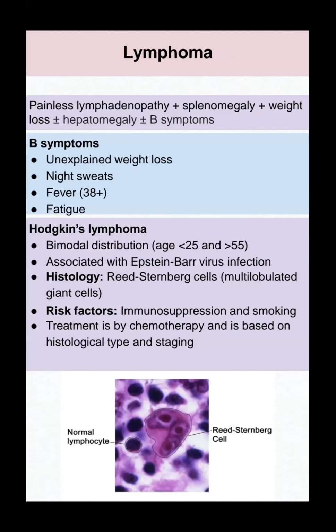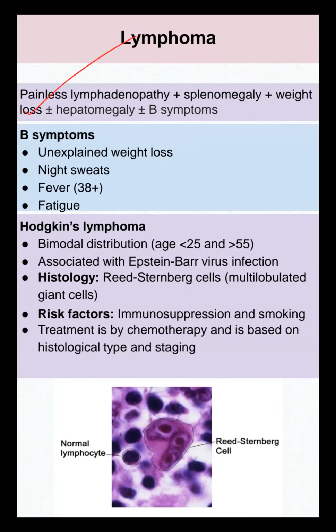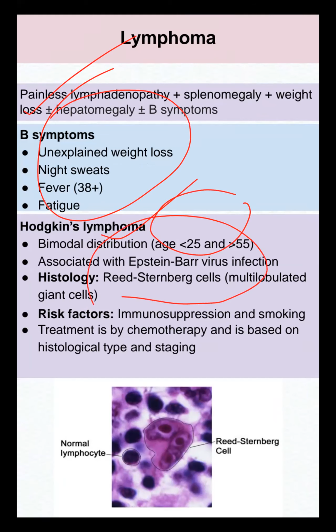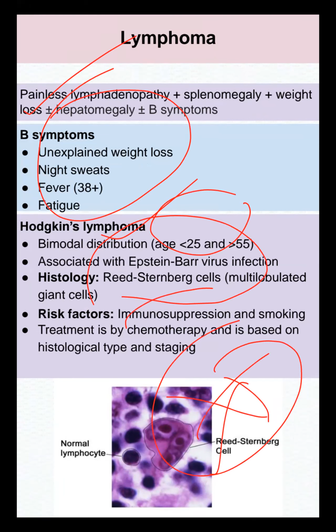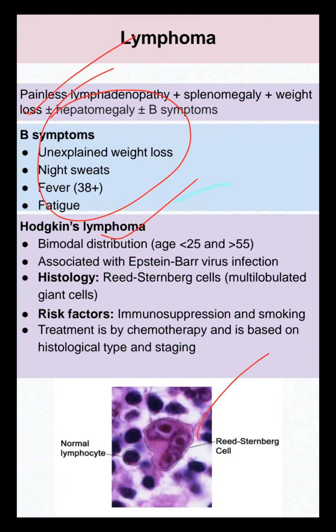Lymphoma could be Hodgkin and non-Hodgkin. Lymphoma B symptoms: unexplained weight loss, fever, night sweat, fatigue. For Hodgkin lymphoma, bimodal age distribution, 25 to 55. It is associated with Epstein-Barr virus infection. Reed-Sternberg cell will be positive. This is an exam question, my dear candidates. Also immunosuppression and smoking. Treatment is chemotherapy based on histology and staging. Mainly remember, chemotherapy is the answer for treatment.